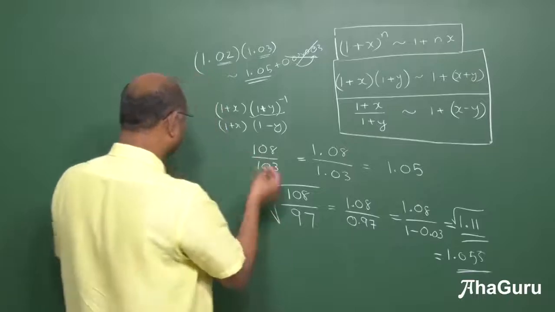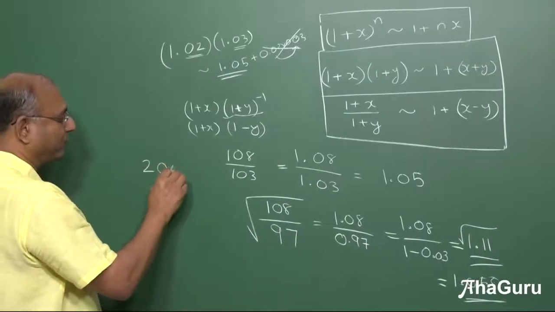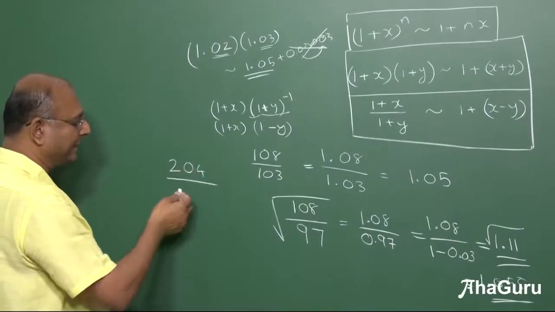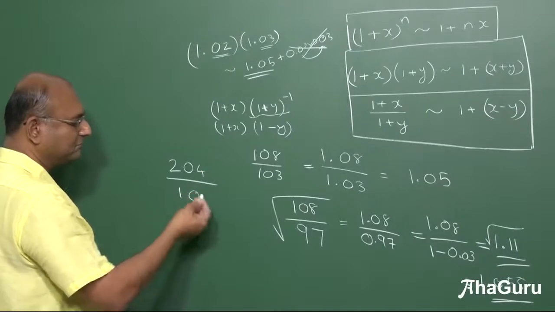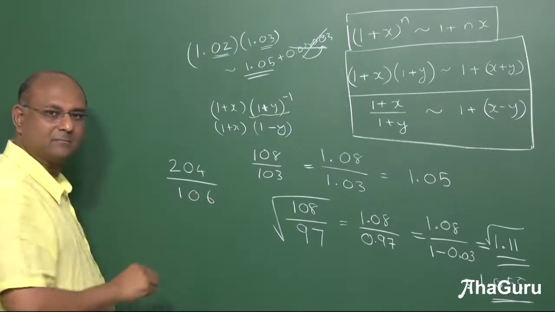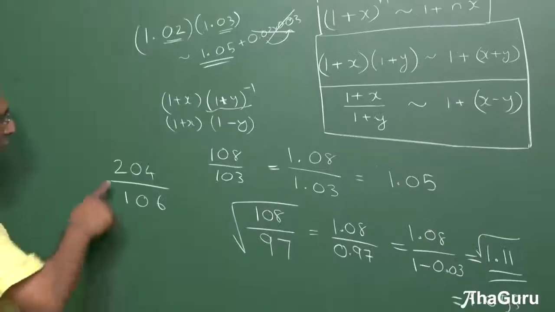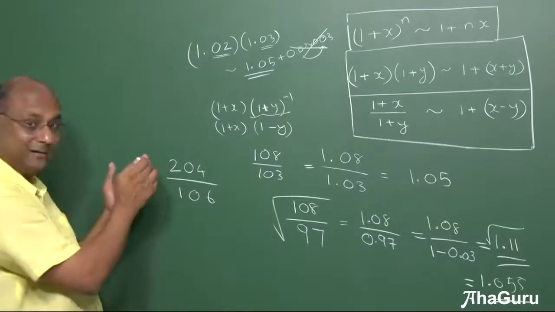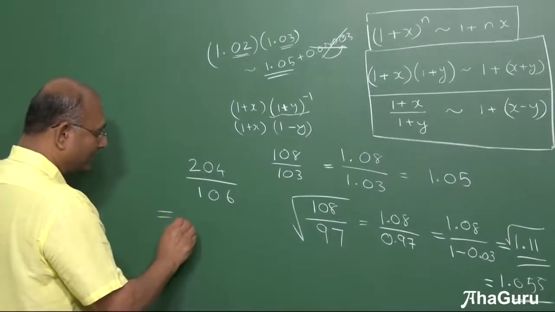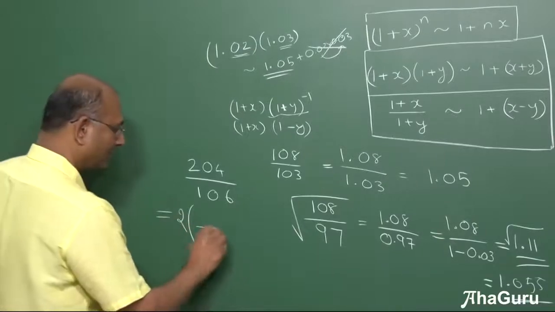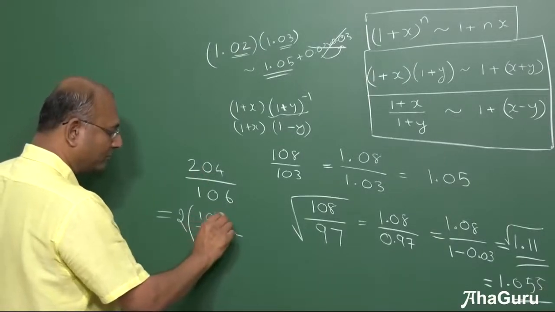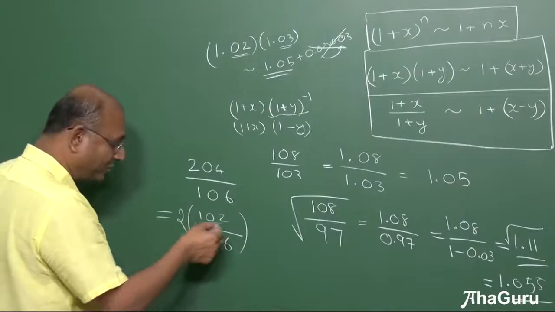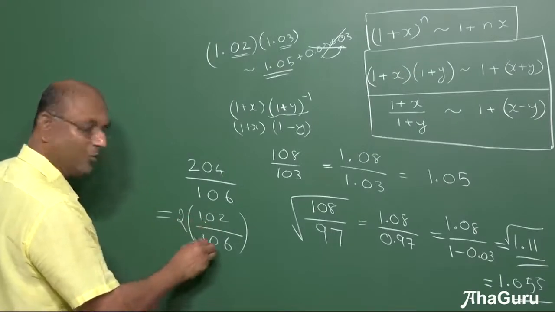Now let us think about other cases. For example, suppose I had 204 and let us say I'm dividing it by 106. Okay, how will this be? So now 204 by 106, it is 200. We have to get it close to 100. Okay, so let us pull the 2 out. So 2 times 102 by 106. Now I can make 102 by 106 as 1.02 by 1.06.